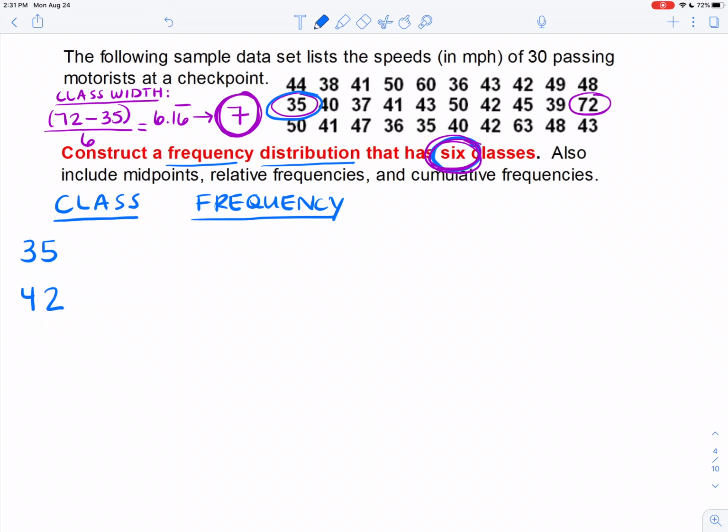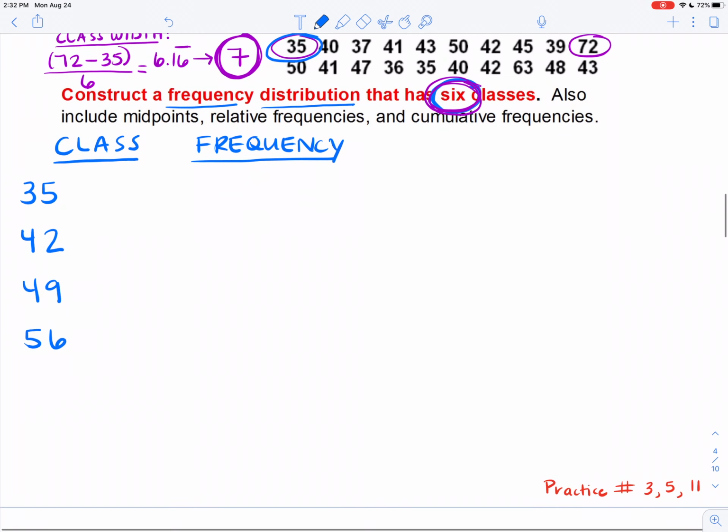Don't worry about your upper limits right now. We're only doing lower limits using the class width. And remember that class width should not change. So if I take that width of 7 and add it again, that's going to put me at 49, and that'll start the third class. Now we need 6 classes here, so we're just going to keep doing that. Use the same width of 7, add it again. That'll tell me the next class starts at 56. Keep that class width of 7, add it again. This one will start at 63. And then for our 6th and final class, add 7 one more time, and the last class will start at 70.